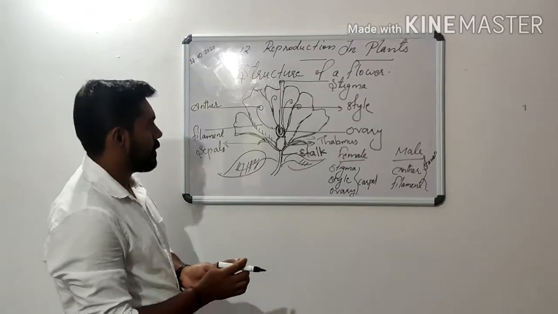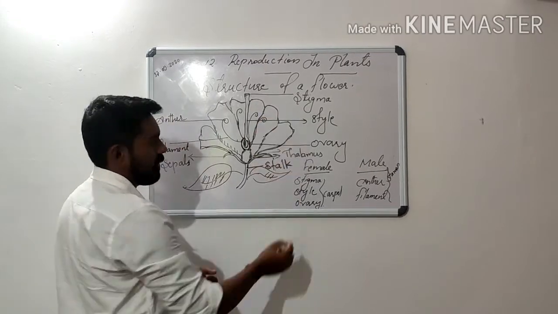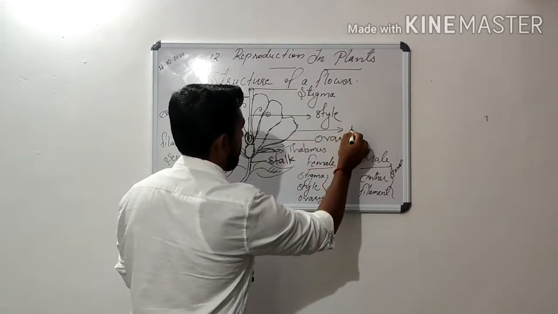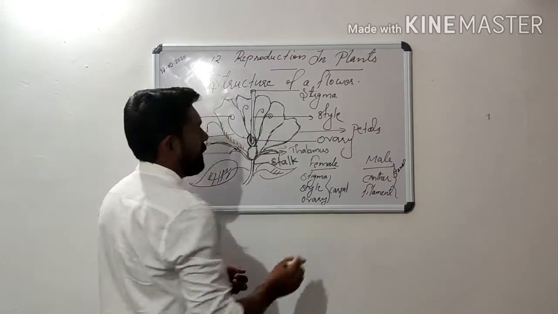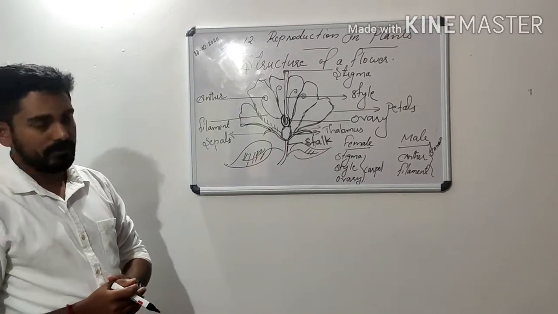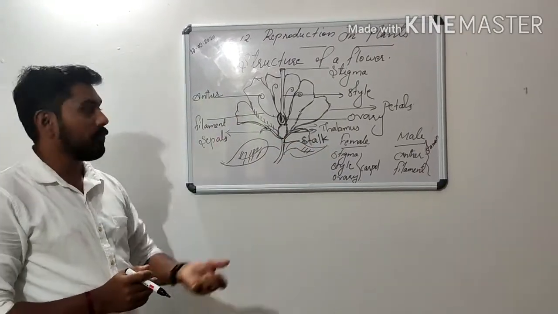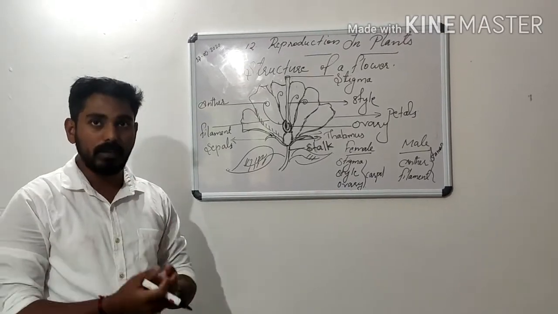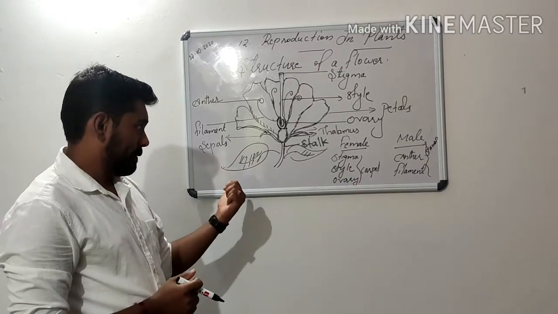And the next part is the colorful part of the flower. The colorful part of the flower is called the petals. The petal is the colorful part of the flower. You can see different colors of petals in different flowers, such as blue, green, yellow, and orange.